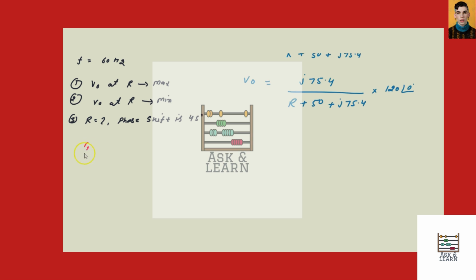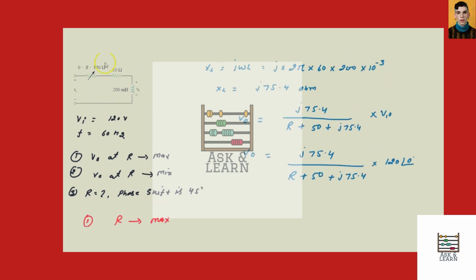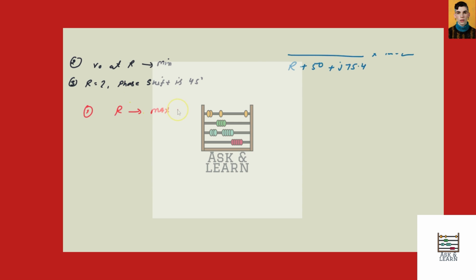Now apply the conditions. The first condition is R is maximum. In this problem the maximum value of R is 100 ohm and the minimum value is 0. So by putting R maximum equals 100 ohm in equation number one, we get j 75.4 upon 100 plus 50 plus j 75.4, multiplied by 120 angle of 0 degree.